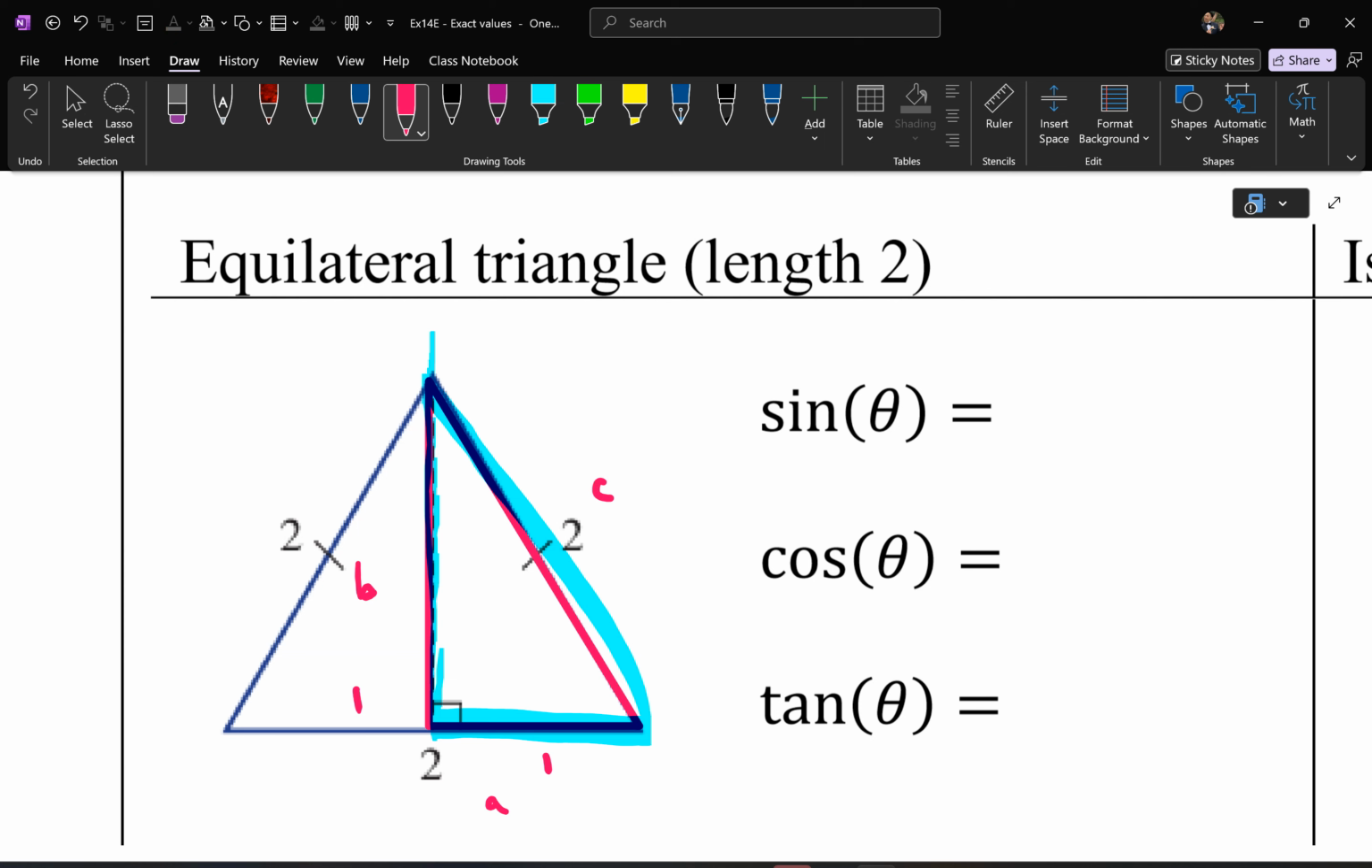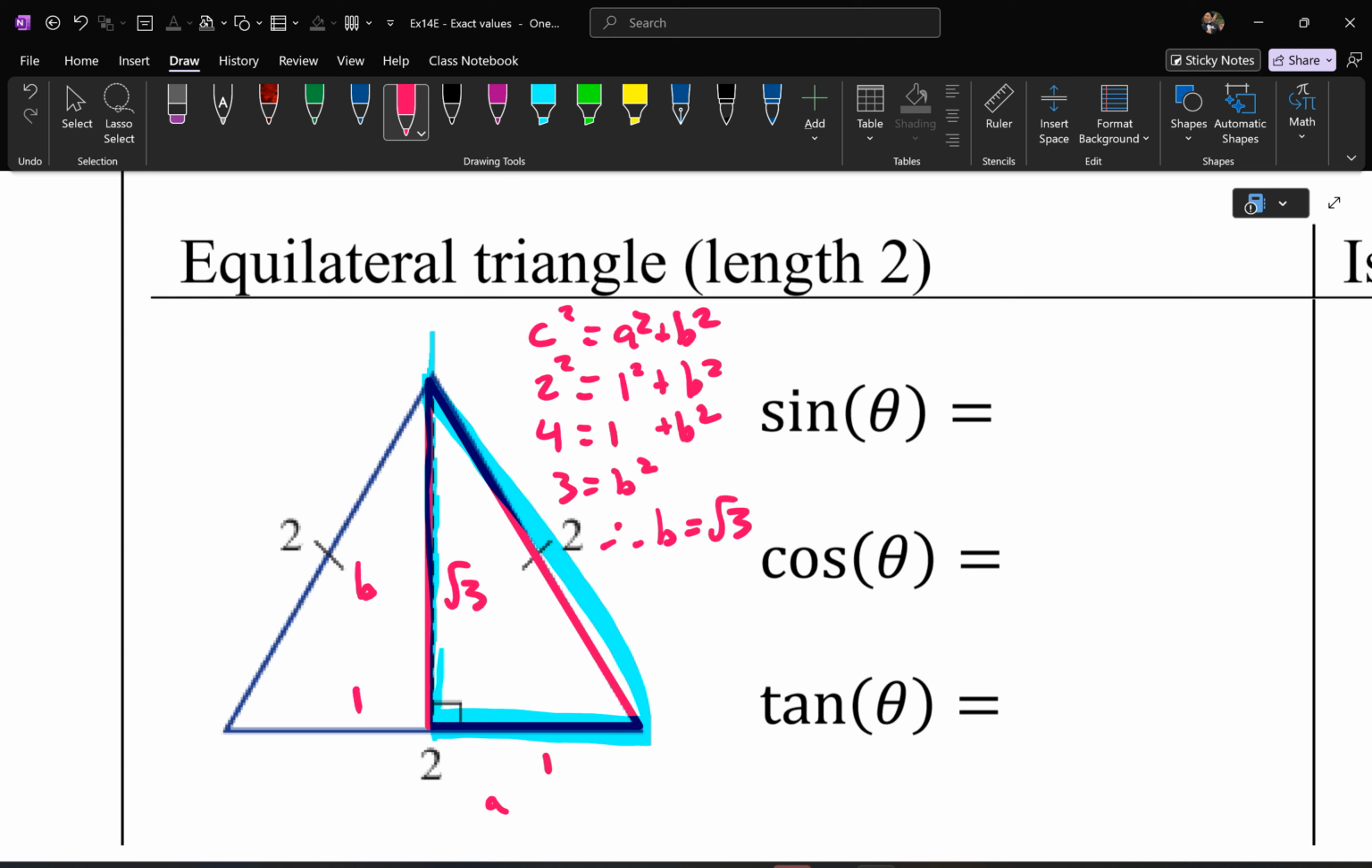Now if you were to use Pythag, C squared equals A squared plus B squared. So you've got 2 squared is equal to 1 squared plus, and you don't know what this is. Solve it. 2 squared is 4, 1 squared is 1. So, minus 1 on both sides. Therefore, B is equal to root 3. This is root 3.